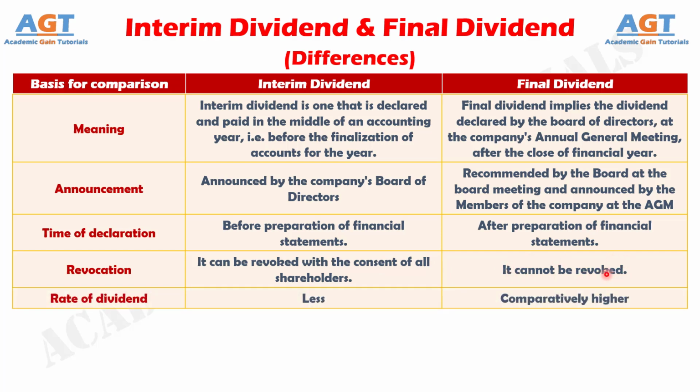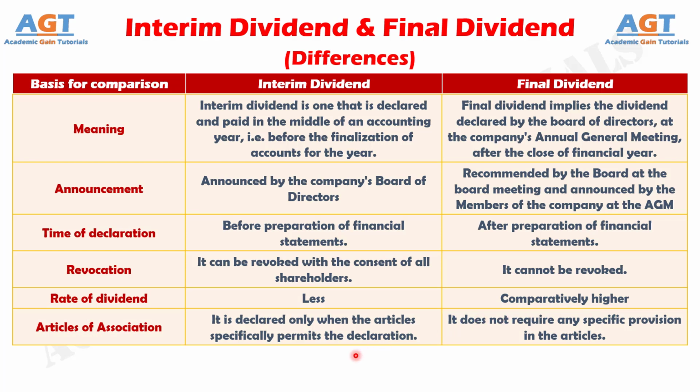Number 5. The rate of interim dividend is always less than the rate of final dividend. And, difference number 6. The interim dividend can be announced only when the articles of association of the company expressly signify the same. On the contrary, there is no such requirement in the case of final dividend.